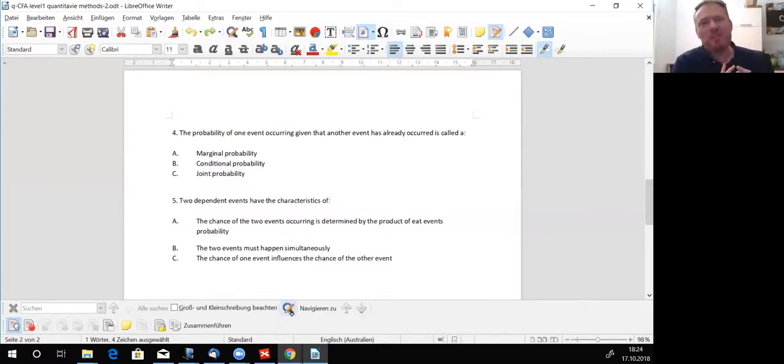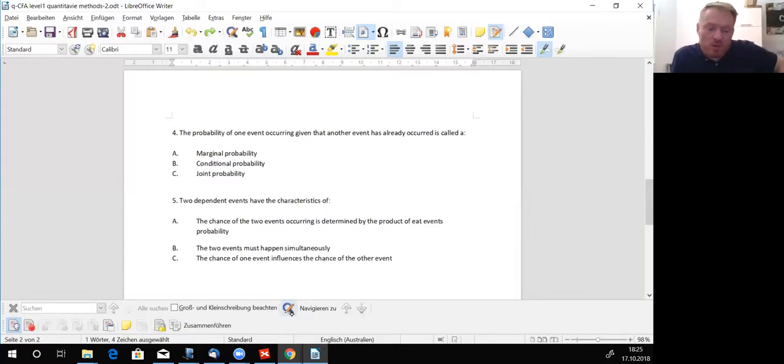So 2 dependent events as well as 2 independent events can happen simultaneously. They don't have to happen simultaneously. It could be true they do, it could be true they don't. So answer B isn't the right answer at all. B is wrong.